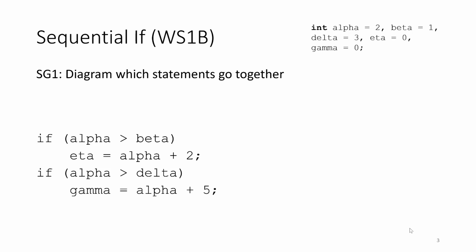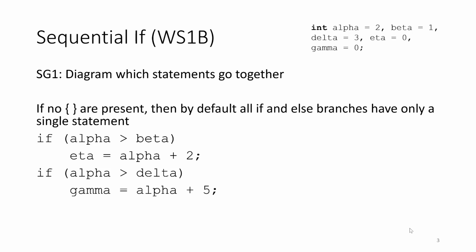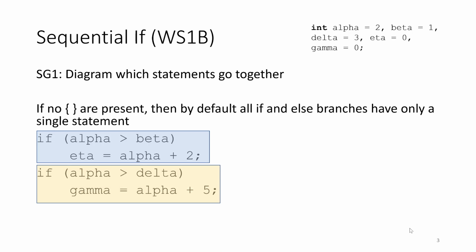Subgoal 1, we need to diagram which statements go together. In Java, in the absence of curly braces, if statements only have a single statement. Here we have two blocks. The first block goes with the alpha greater than beta statement. The second block goes with the alpha greater than delta statement. These are two sequential statements.